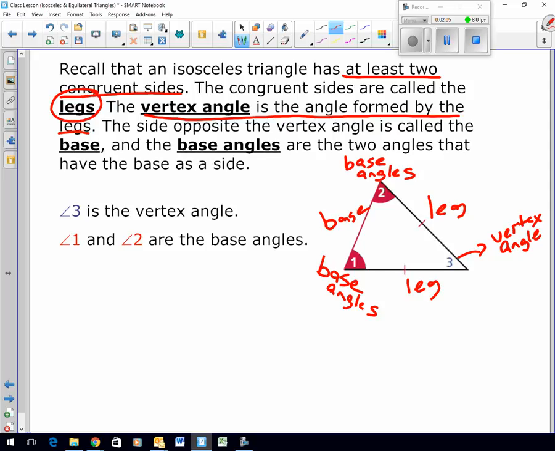Congruent legs form a vertex angle. Opposite the vertex angle is the base, called a base side. And the two angles that touch the base are called base angles.